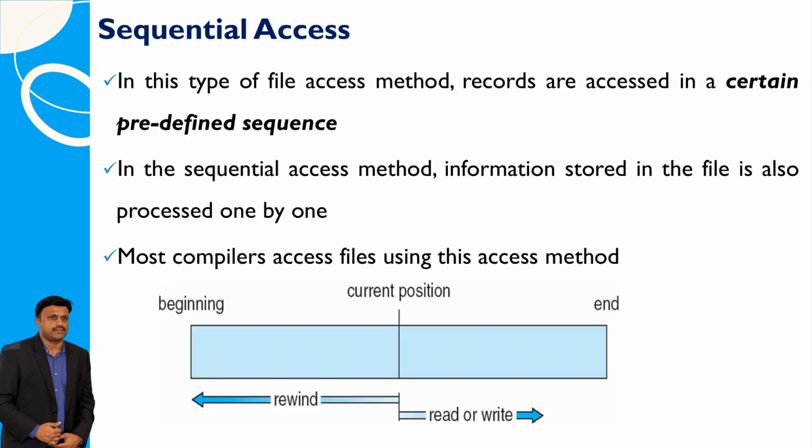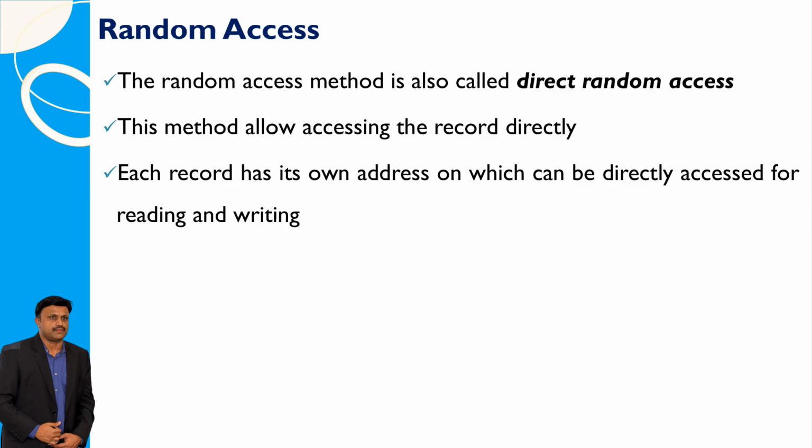Sequential access involves accessing records in a predetermined order within a file. Each record is processed individually in the sequence it appears in the file. This method is commonly used by compilers for file access. Random access, also known as direct random access, is a method that enables direct access to records. Each record is assigned its own address, facilitating direct reading and writing operations.